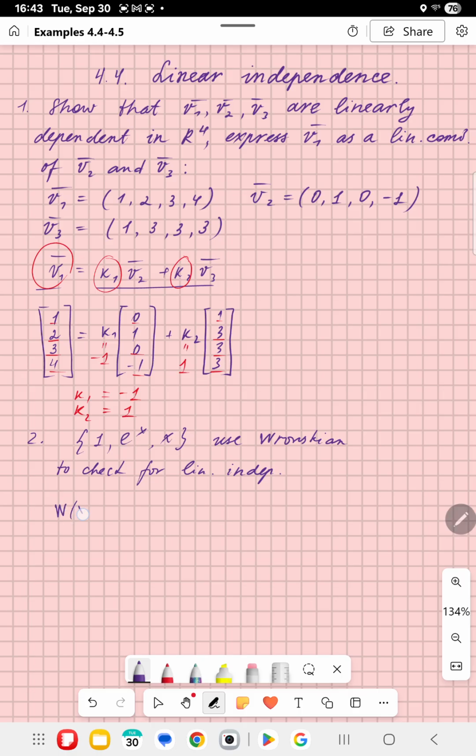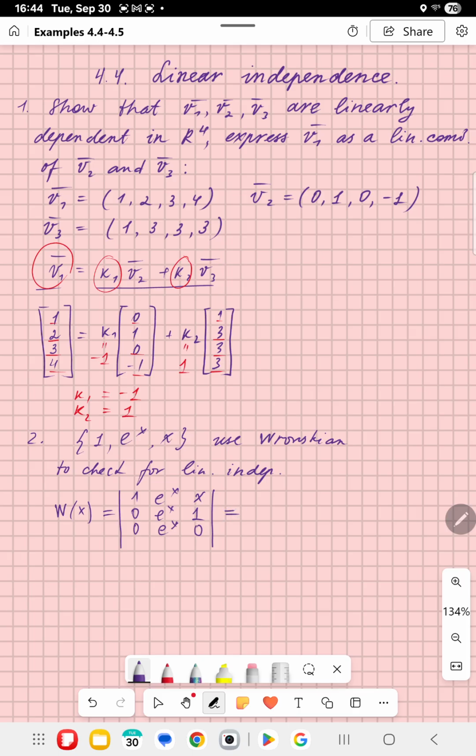The Wronskian is a function of x. It's a determinant which you combine out of the functions and their first derivatives. We are lucky here. First derivatives are 0, e to the power of x, and 1. In this case, because we have 3 functions, we're supposed to have 3 rows in this determinant. And the third row is going to be the second derivatives: the second derivative of 1 is 0, the exponential function is still the exponential function, and the second derivative of x is 0. So let's calculate this determinant.